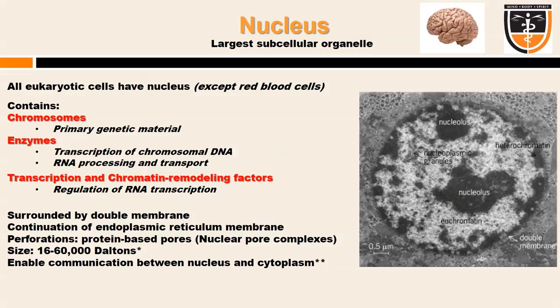Now, one of the pearls of wisdom for today is that all eukaryotic cells have a nucleus. Not correct. The correction is that red blood cells actually don't have a nucleus. Red blood cells, the cells that carry oxygen through your body, don't have a nucleus. Why? Because they don't need to replicate. They really are just a vessel that carries oxygen through your body.